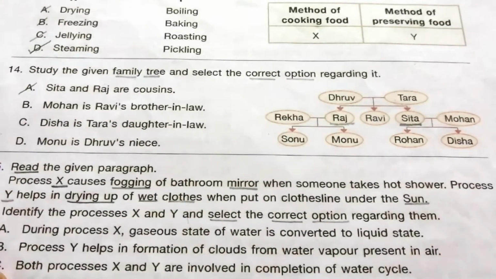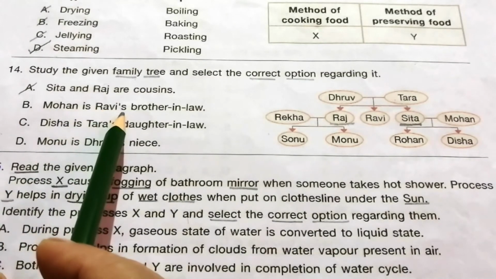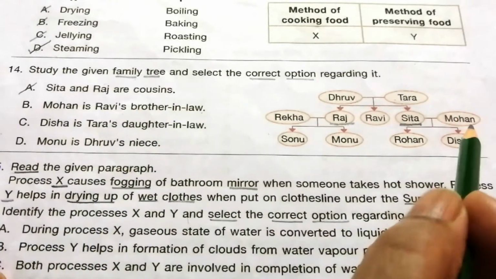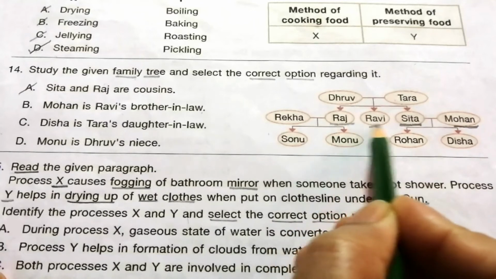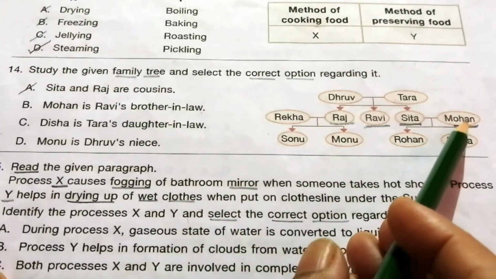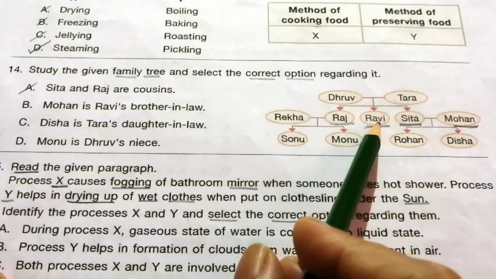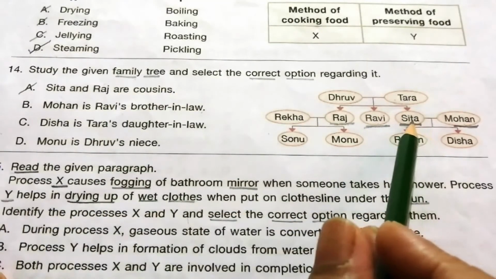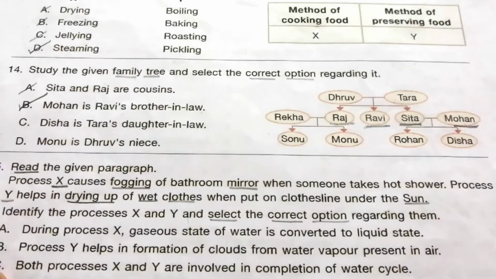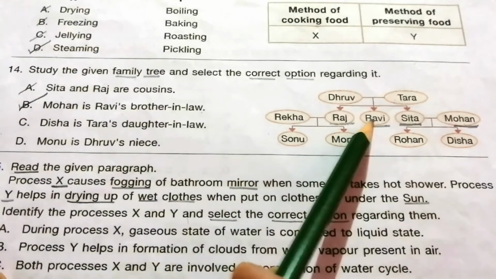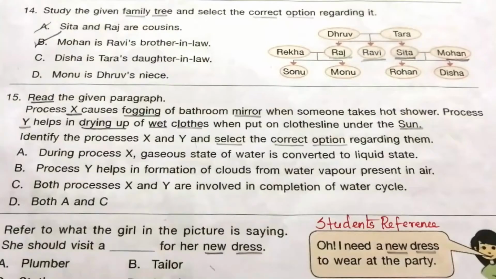So A is wrong. Mohan is Ravi's brother-in-law. Mohan and Ravi. And Mohan is husband of Sita. Sita and Ravi are siblings. So this is the correct statement. So B is correct. Mohan is brother-in-law of Ravi.